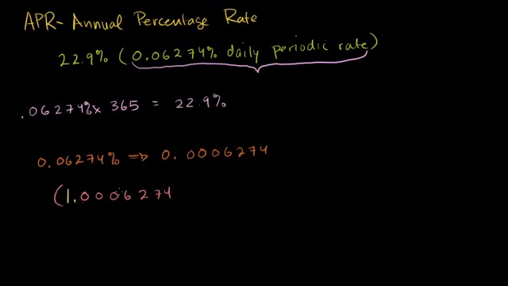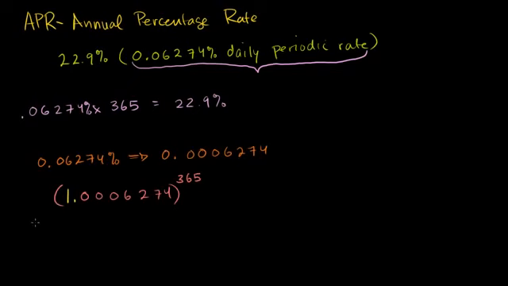So we have 1.0006274. And instead of just taking this and multiplying it by 365, you take this number to the 365th power. You multiply it by itself 365 times. That's because if I have $1 in my balance, on day 2, I'm going to have to pay 1.0006274 times that dollar. On day 3, I'm going to have to pay this much times that, times this number again, times the $1. So let me write that down.